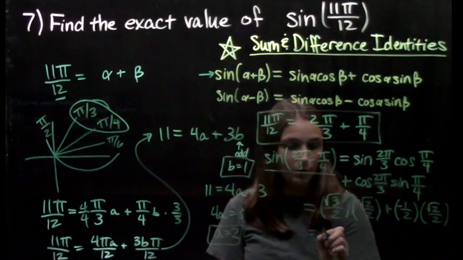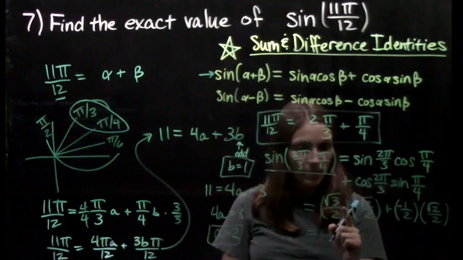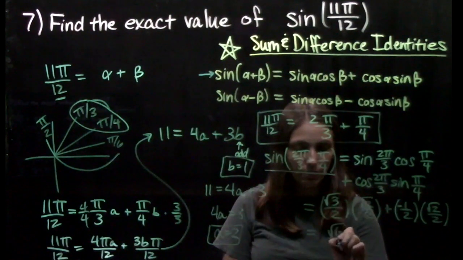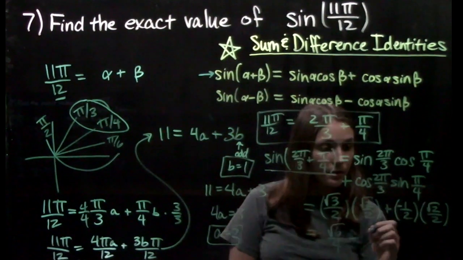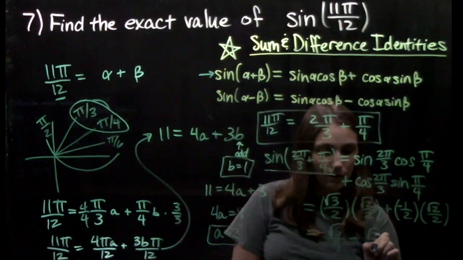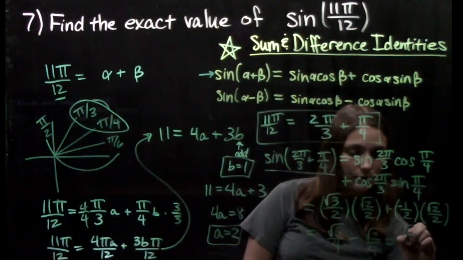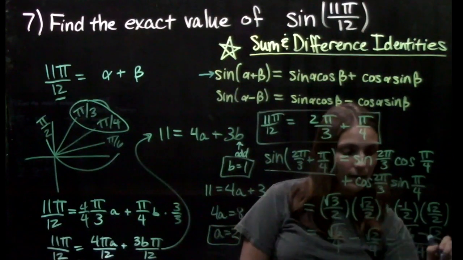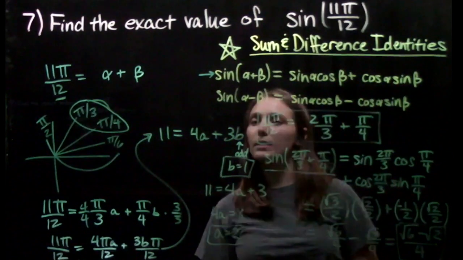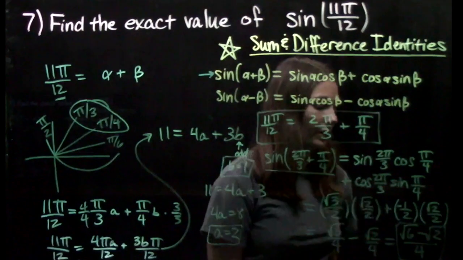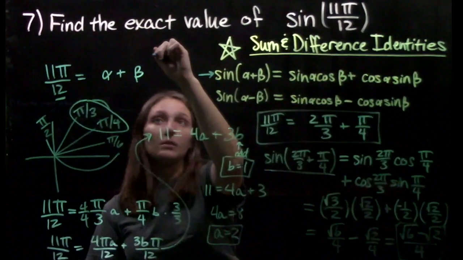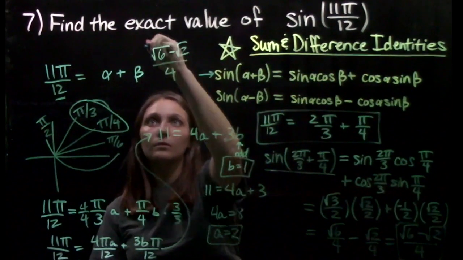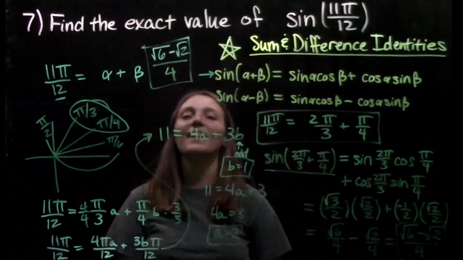So when you multiply this out, we get root 3 times root 2, which is root 6 over 4, minus root 2 over 4, or root 6 minus root 2 all over 4. And there we go. We can write that a little bit brighter for you guys. Our answer there is root 6 minus root 2 all over 4. And that's the answer.